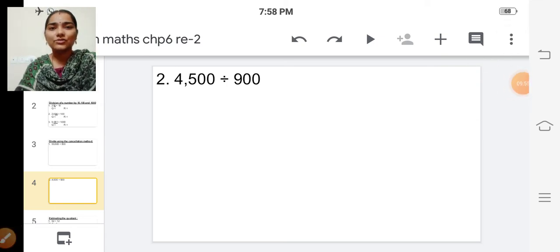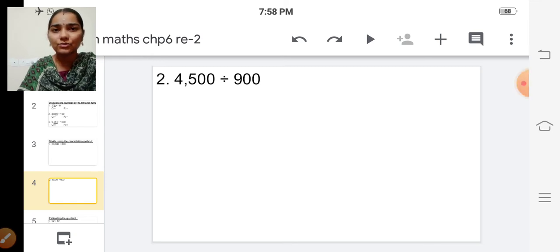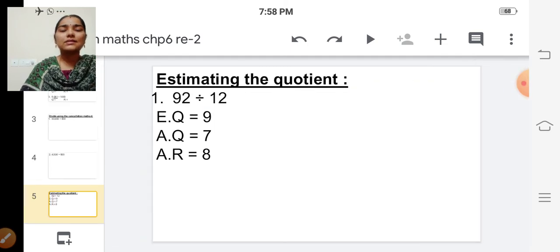So have you all understood, children? Yes. Don't forget to add the zeros to the remainder. Okay. The next one is estimating the quotient. To find the estimated quotient, we have to round off the given numbers to the nearest 10.